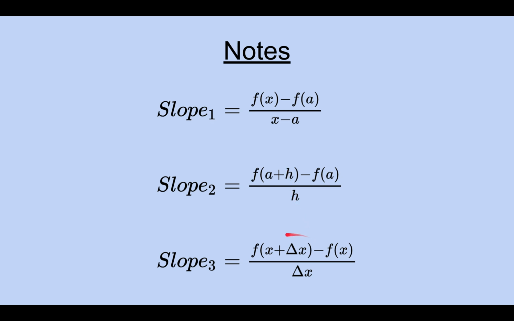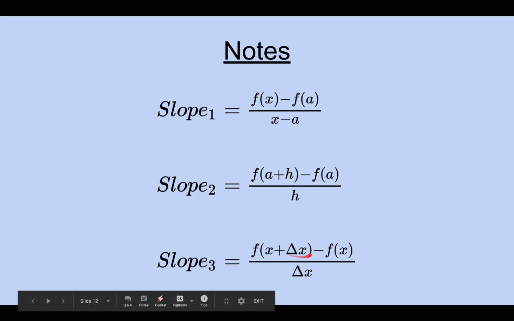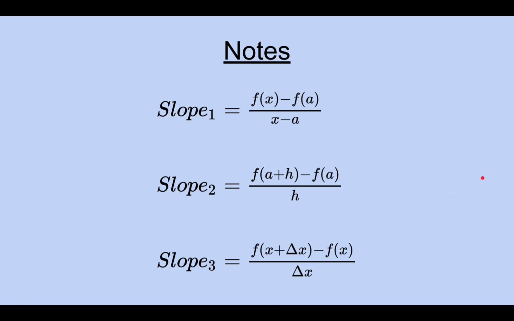And now here, all points are variable, and how I get to that second point is with this change in delta x. All right, so this is how I get to the second point. Okay, so put those in your notes.